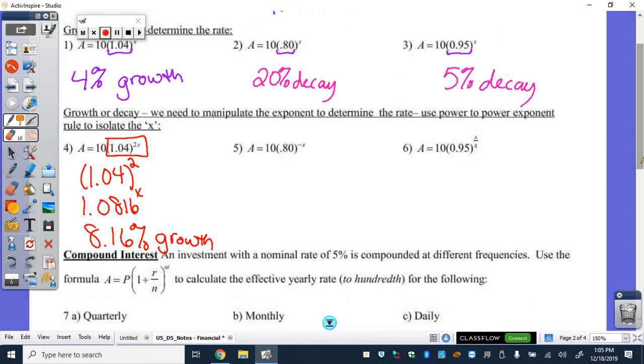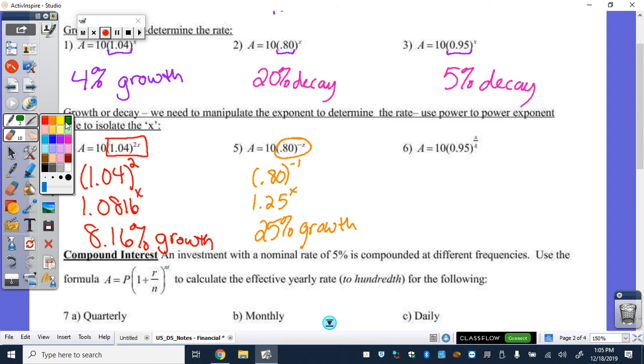So for this one, it's 0.80 to the negative x. I don't want negative x though, so I have to first figure out what 0.80 to the negative 1 is. So 0.80 raised to the negative 1. In your calculator, what does that give us? 1.25 to the x. So what is our growth rate here? Percent growth. So initially that one looked like it was going to be a decay, but because it was to a negative exponent, it actually switched it and made it a growth problem.